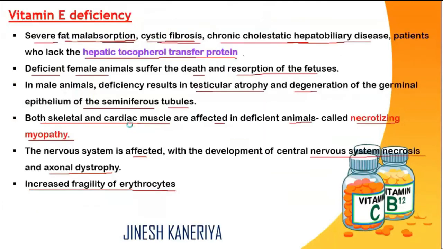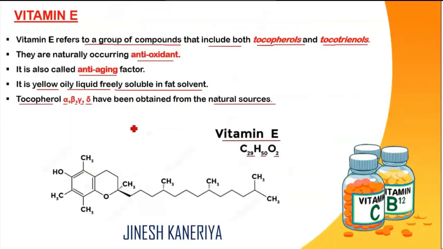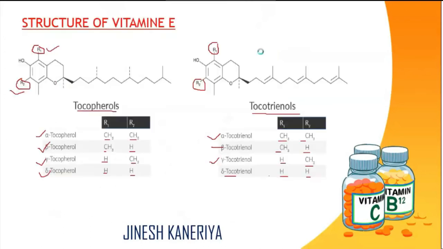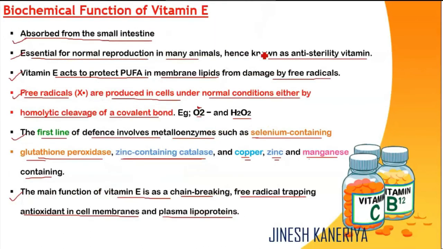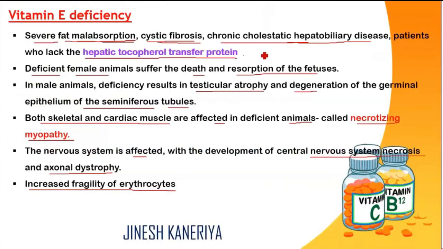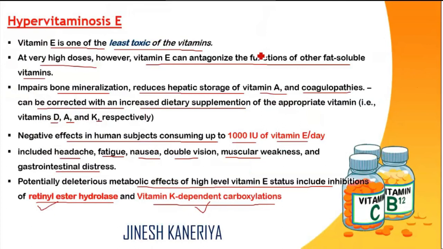Okay, so are all of you clear with vitamin E? It is a fat soluble vitamin, and the most important part of vitamin E is that it is an antioxidant or anti-aging agent, and it contains two forms, tocopherol and tocotrienol. And these are the biological functions of vitamin E, and it is also related to deficiency, and hypervitaminosis is also related to some abnormal conditions in our animals.